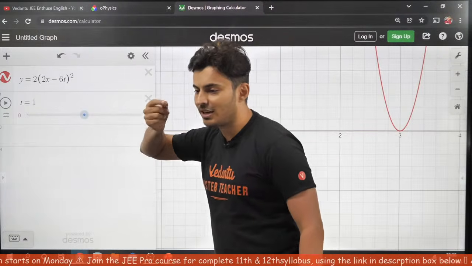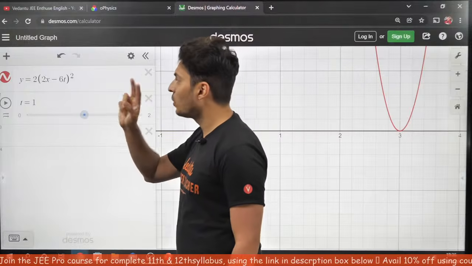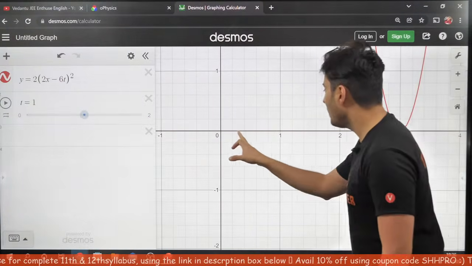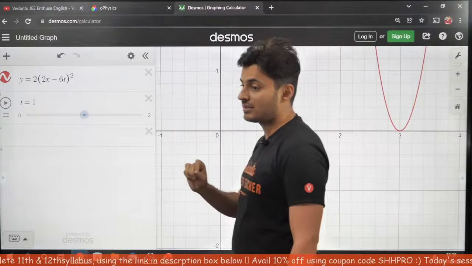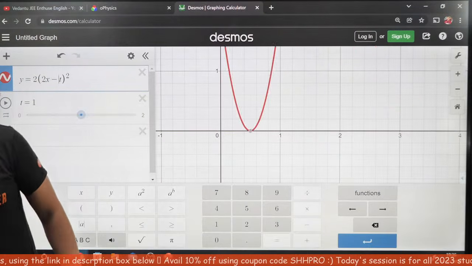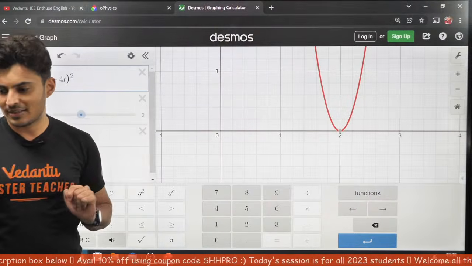Are you able to get a general idea about this? Are you able to see some generic correlation between all these things? See, this is 6, this is 2. How much has it moved? It has moved 3 units. If I change this 6 to let's say 4, it would have moved by 2 units.